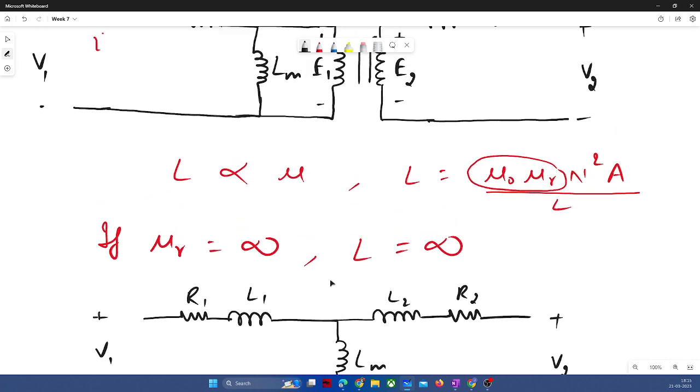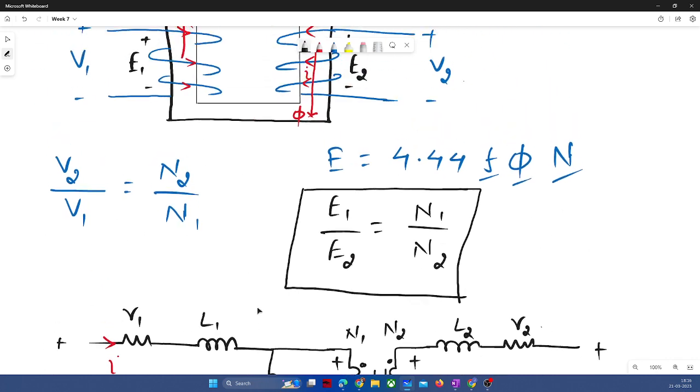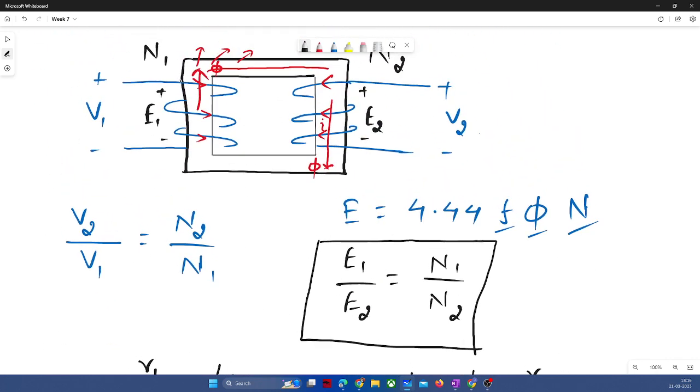Even in the core, the copper wires are wound along your steel core. Whatever the permeability of that material, let's say your copper has certain permeability, then you can take that into account. But generally we ignore that because it would not be significant. Considering it equivalent to air is more than sufficient. Okay, sir.